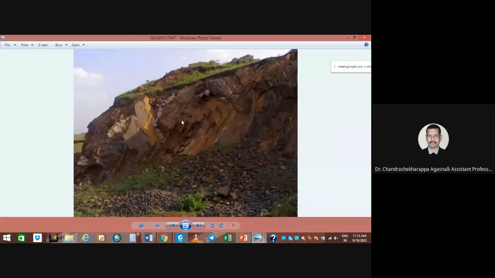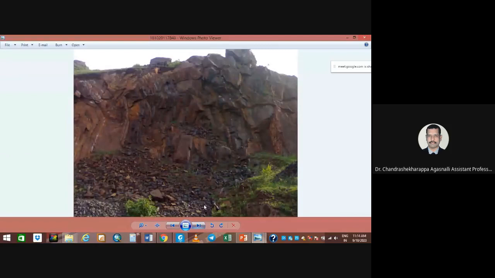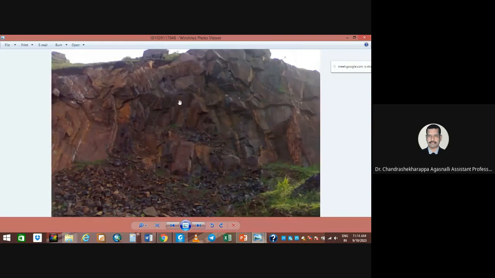You might have seen this type of exposure when you go on any trip, or maybe in the outskirts. Maybe you may not be able to identify whether it's iron ore, or bauxite, or quartz veins. Here you can see this. It's completely iron ore.